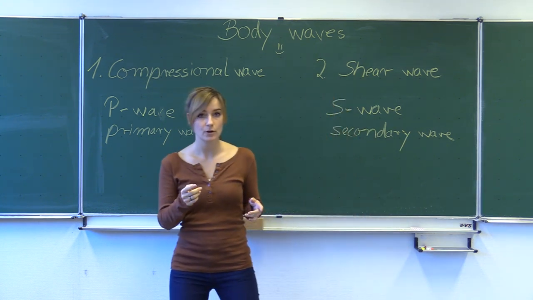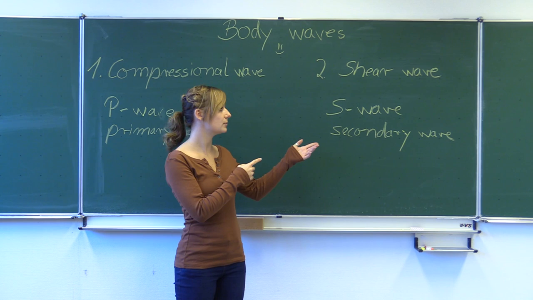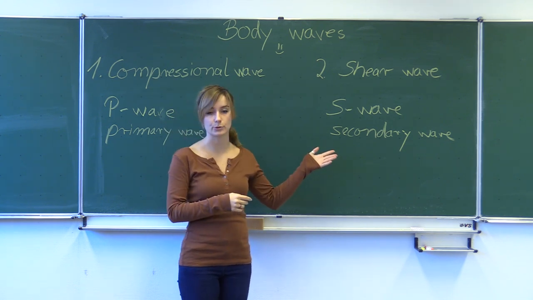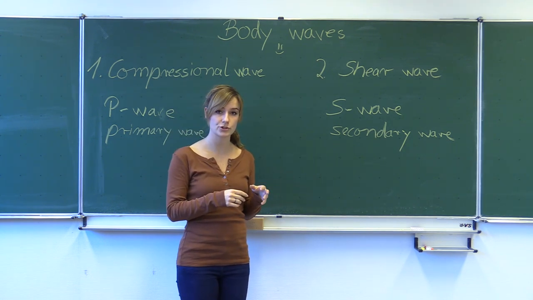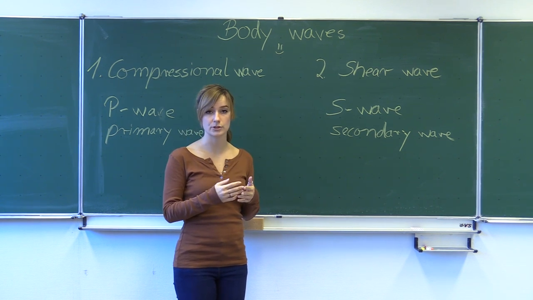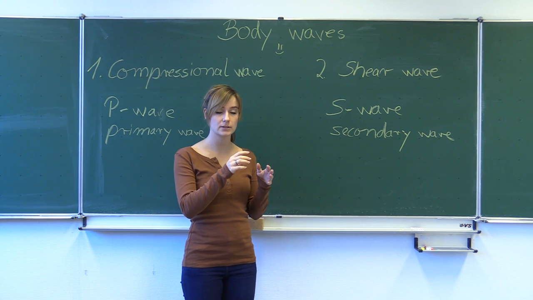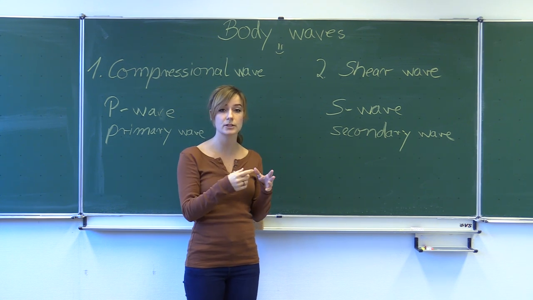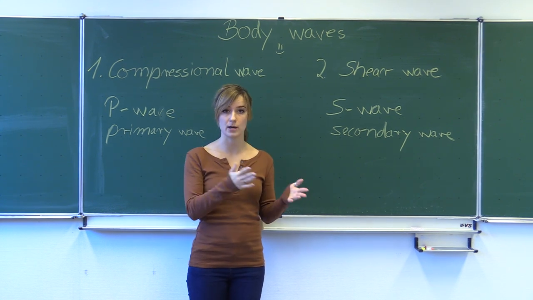The second type of body waves are the shear waves. They can also be called S waves or secondary waves. The main difference to the compressional waves is that they don't change the density of the material, because they move the particles side to side perpendicular to the direction where the wave comes from.